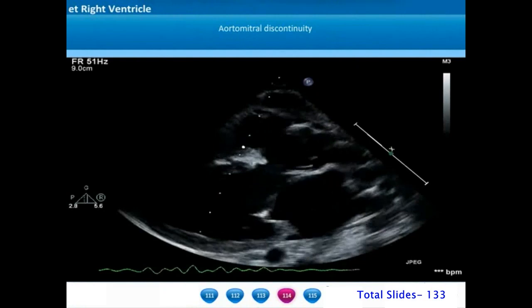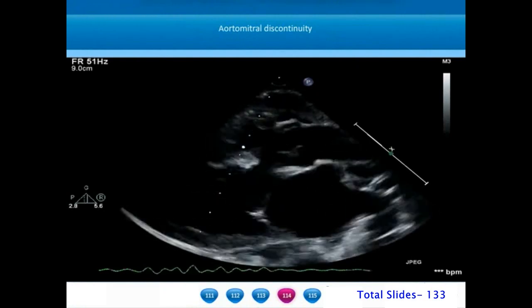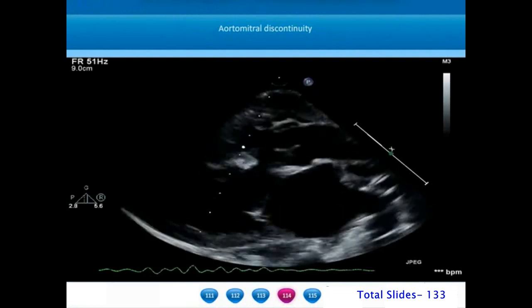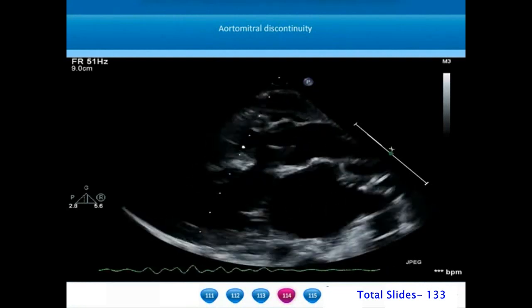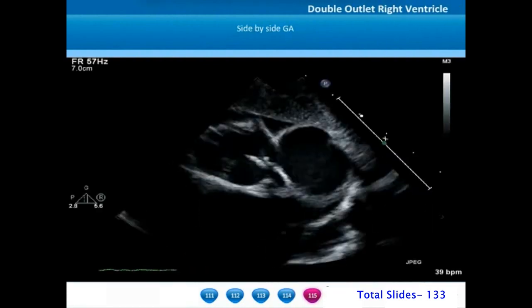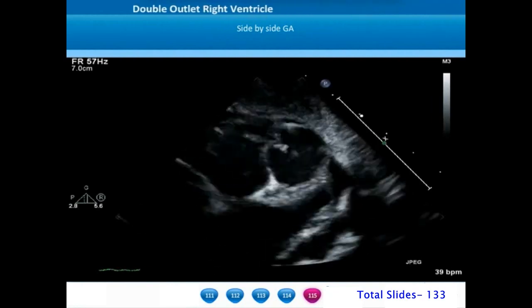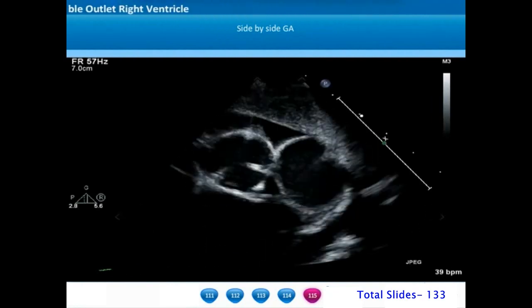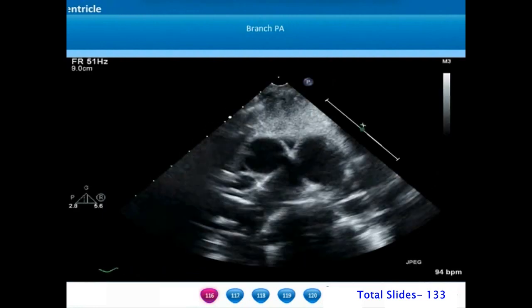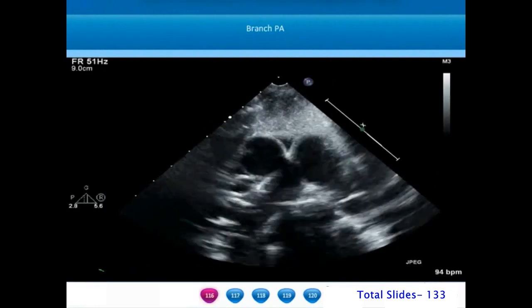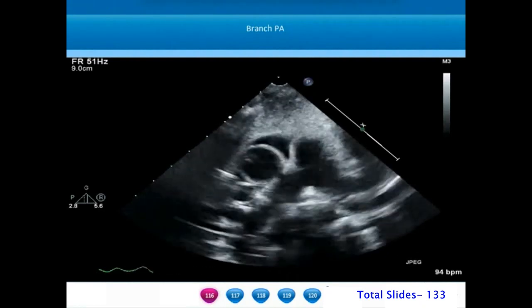On a parasternal long axis view, we can notice the aortic root and the override of the aorta across this ventricular septal defect. The aorta and pulmonary artery have a side-by-side relationship. Both the valves are trileaflet. The branch pulmonary arteries are dilated due to large flow into the pulmonary outflow tract.